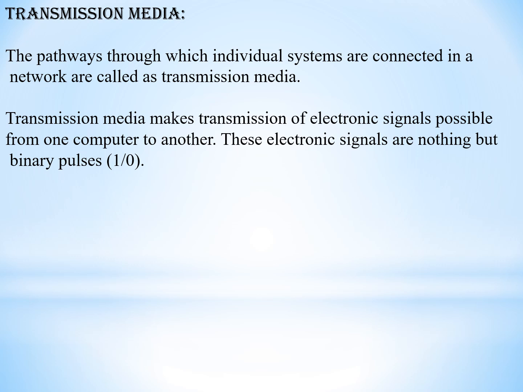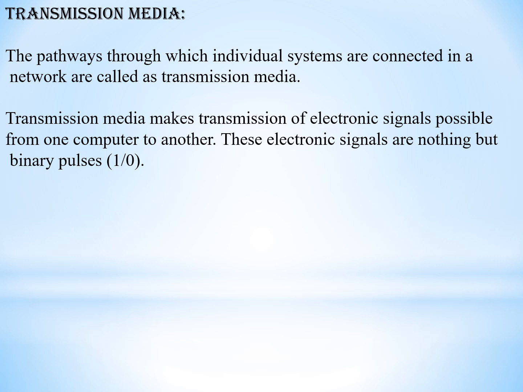Now, what is the main function of the transmission media? It is going to transfer your electronic signals from one computer to another computer, and the signals that we are going to use can be in binary pulses, that is either 1 or 0. 1 means high, 0 means low.